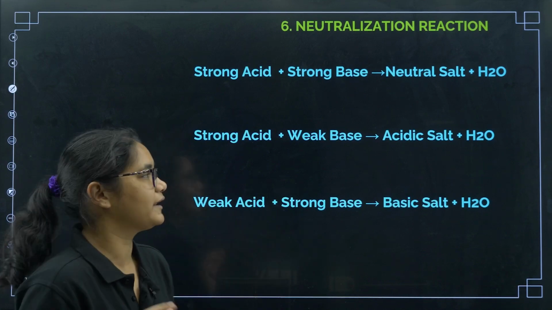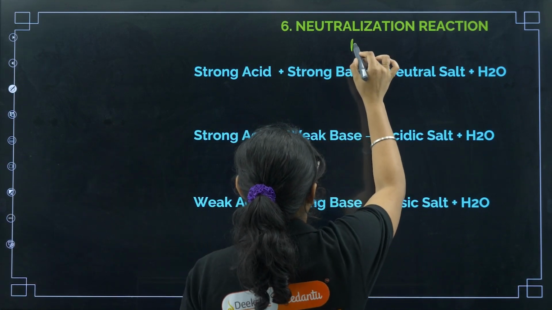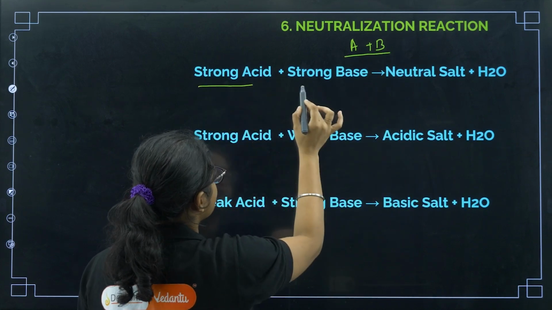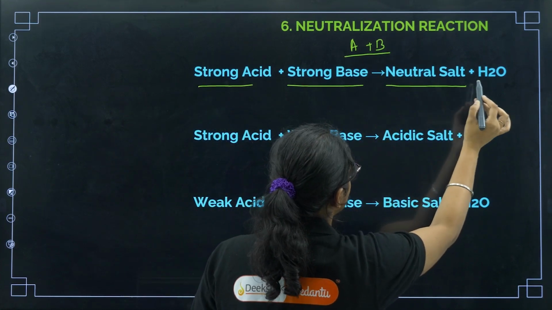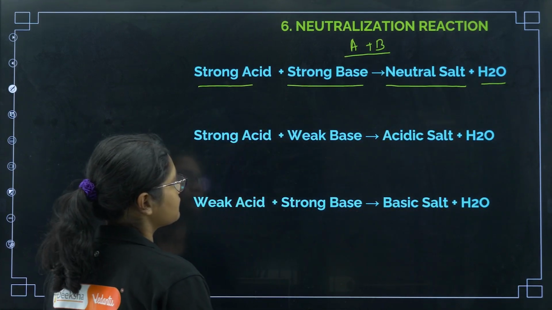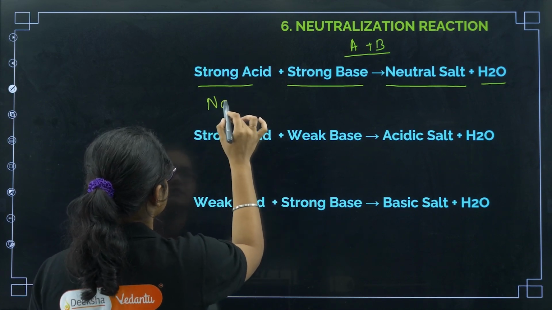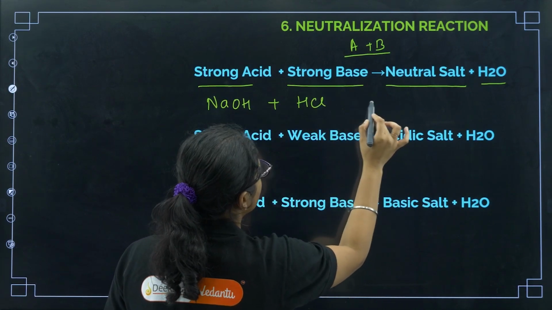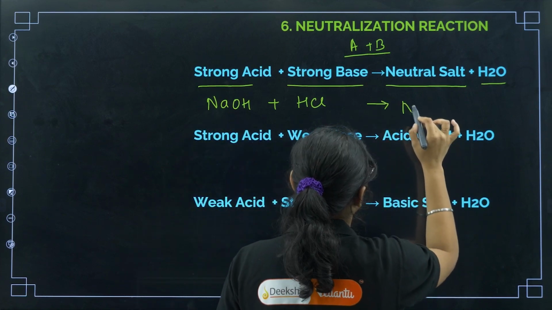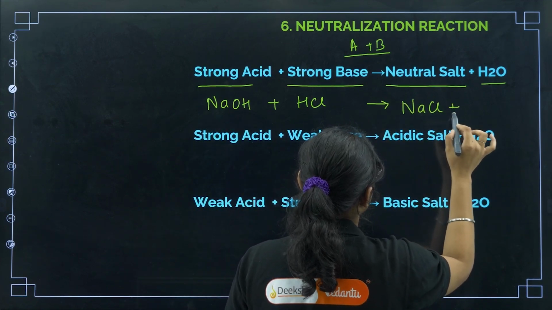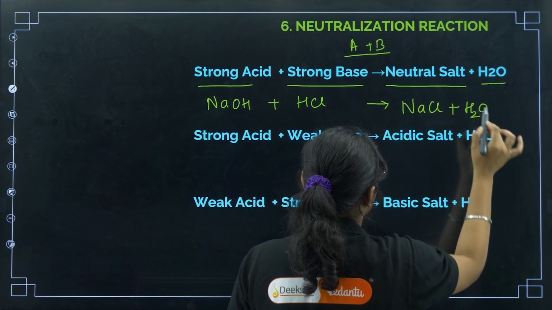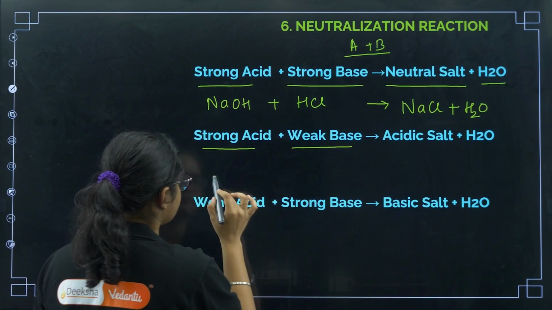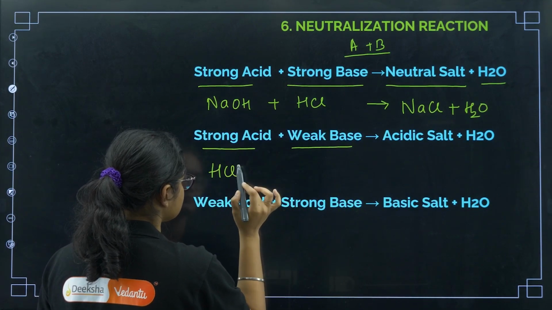Neutralization reaction is the reaction between an acid and a base. Now if there is a strong acid and a strong base, then we'll get a neutral salt plus water. Like for example, NaOH plus HCl will give me NaCl plus H2O. Okay.